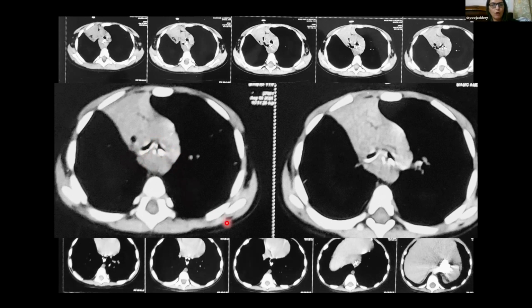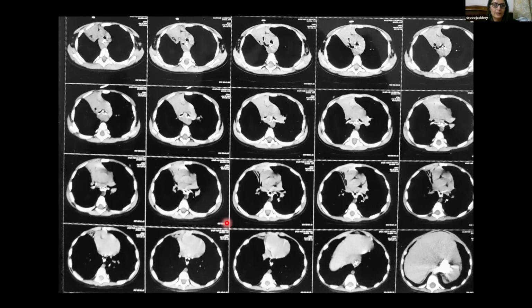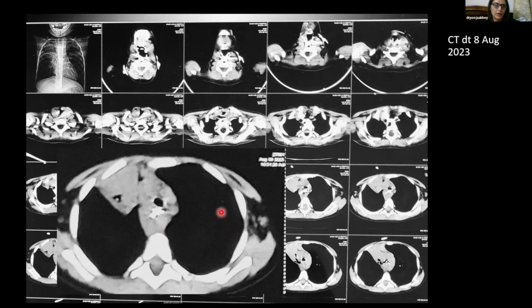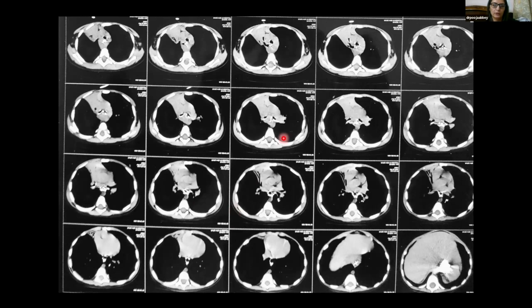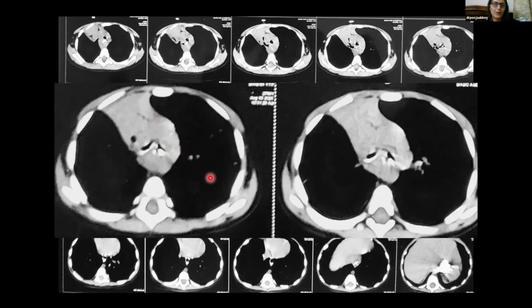I just got a call from my colleague, and she shared a few images on WhatsApp. She said that the history is consistent with a tracheoesophageal fistula, and this has been reported as that as well. So I said yes, I agree with that. This is possibly a tracheoesophageal fistula. That's what it looks like, and there is contrast in both bronchi as well.